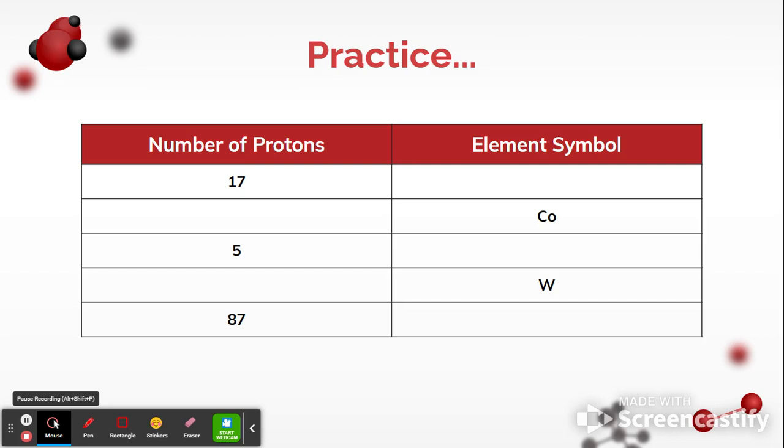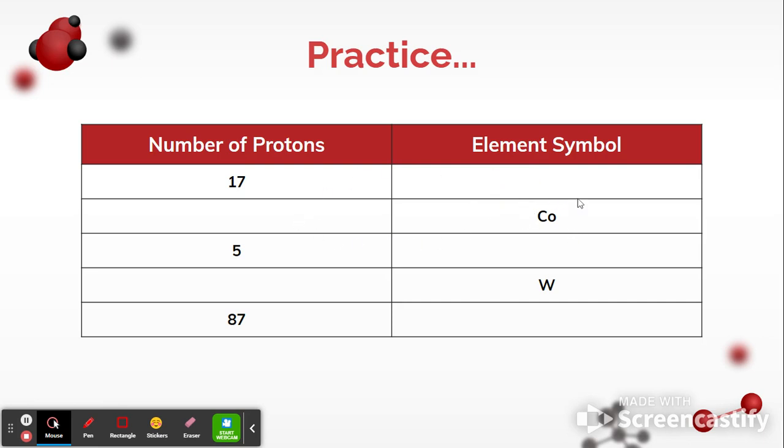Okay, I'm assuming you've already tried these on your own. If an atom has 17 protons, we can conclude that its atomic number is 17. If you have a periodic table of elements on your person, you can look this up and see that the element that has an atomic number of 17 is chlorine, which has an elemental symbol of Cl.